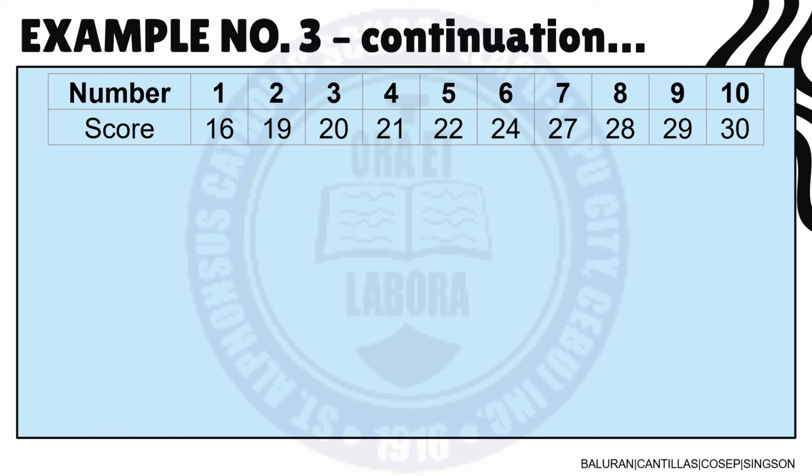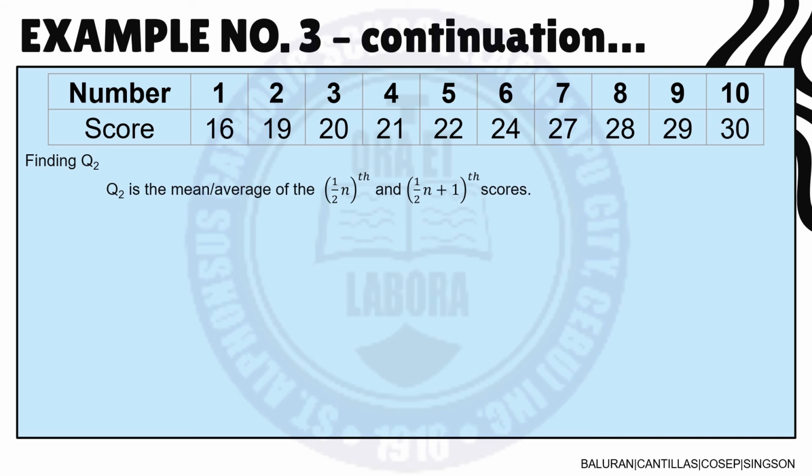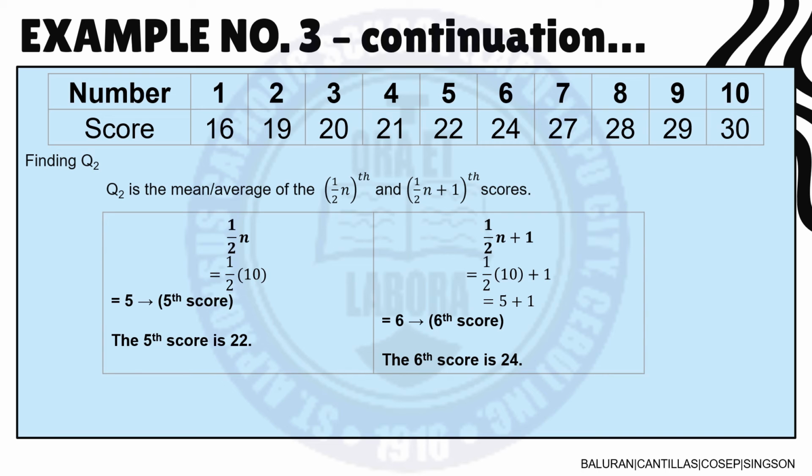For the second quartile, we will take the average of the values from the given formulas, 1/2 times n and 1/2 times n plus 1. So 1/2 of 10 is 5. The fifth score here is 22 from the given table. Then the second formula, we have 1/2 times n plus 1. 1/2 of 10 is 5, plus 1 is 6. So the sixth score is 24.